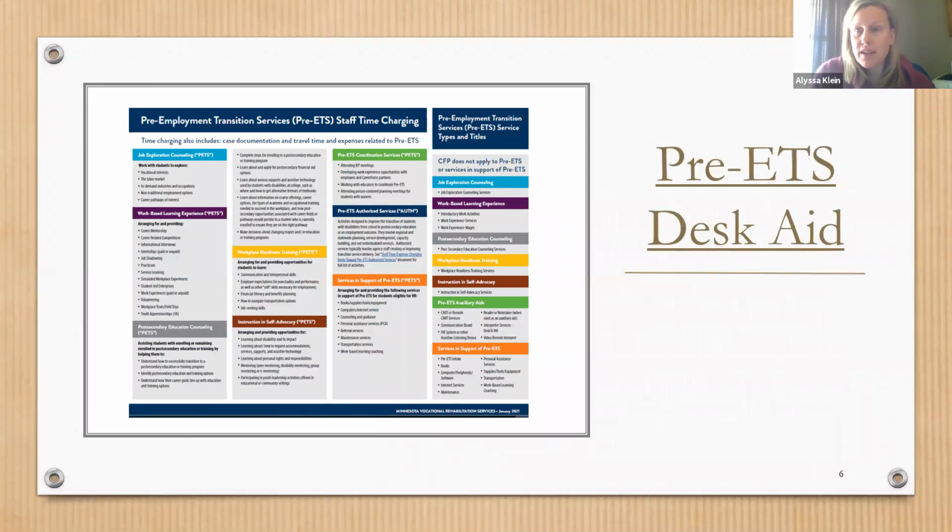As a reminder, the pre-ETS desk aid is available and recommended for you to use. I would also recommend that you have a copy of the desk aid in front of you for this training. I have the pre-ETS desk aid linked on this slide. I'll also note that this desk aid had some minor revisions done in January of 2021. You'll see next to each of the pre-ETS time charging categories, there is a code. It will be one of the 3 pre-ETS time charging codes. So for instance, next to job exploration counseling, we have PETS. And then next to pre-ETS authorized services, we have AUTH.